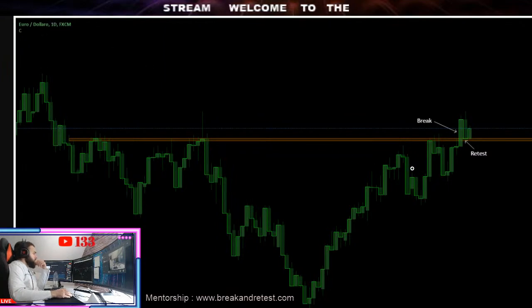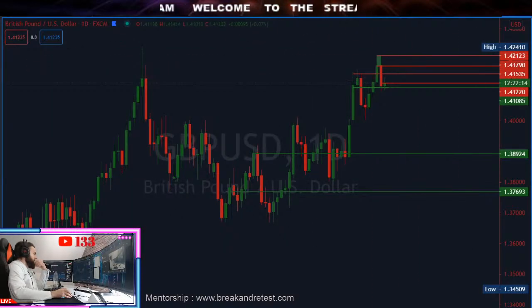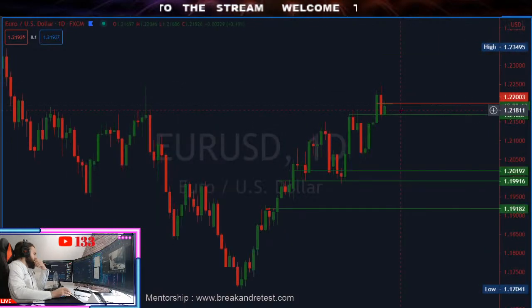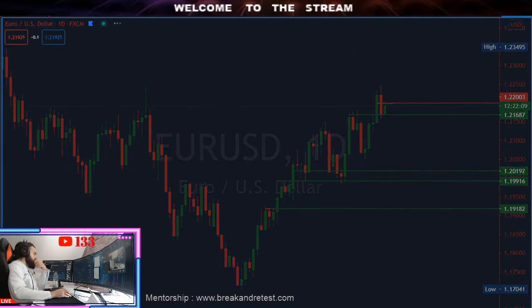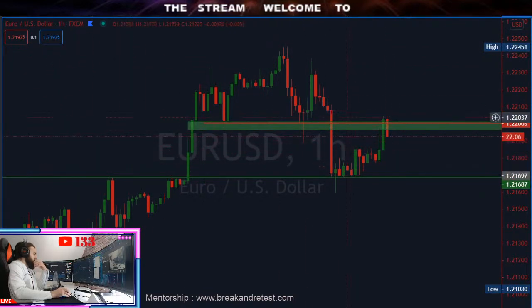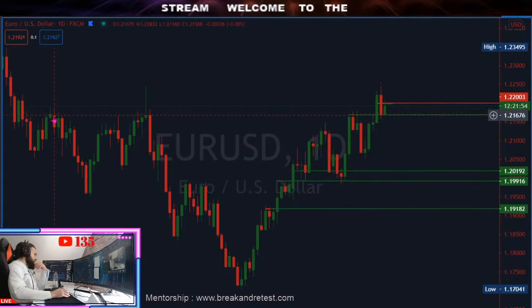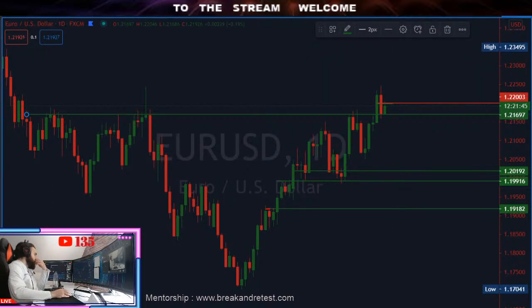EURUSD, break and retest. It was perfect. I think yesterday I said something about EU making a daily retest. Actually, I said yesterday that if we break this, we have more room to push to the downside, because the daily support was lower, and I said that at least we can come here to make a retest on the daily, then push up.